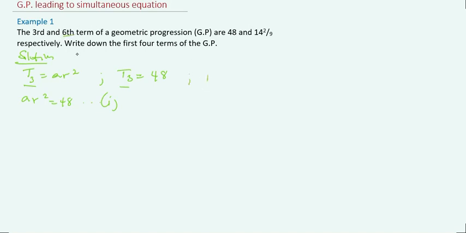And also here, the sixth term of a GP is given as ar raised to power 5, and the sixth term is also given as 14 whole number 2/9. So you agree with me that these two are the same thing. So we have ar raised to power 5 is equal to 14 whole number 2/9. Having gotten this, we take this one to be equation 2.